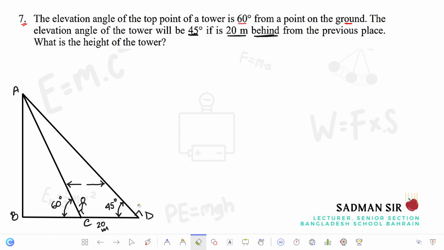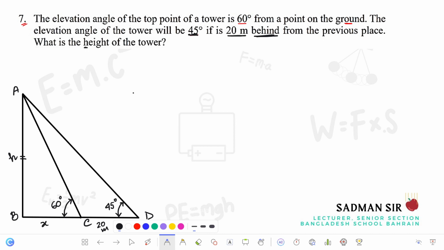This human and the other arrows that I have drawn here are for your understanding. You don't have to draw them in the exam. Now they told us to find the height of the tower. Remember, this is the tower, so this height we have to find out. Let us consider the height of the tower h, and the length BC, let us consider it x.